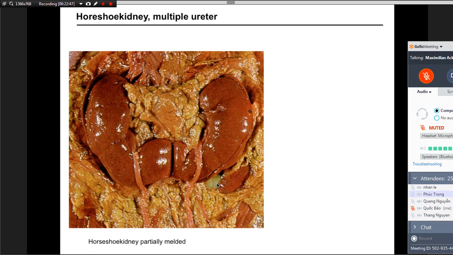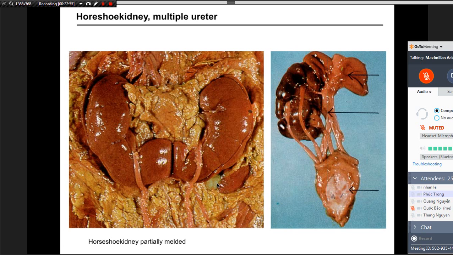And it could happen that these kidneys have multiple ureters, and the ureters just go down to the bladder. You see that here, these are multiple ureters. This is the bladder, and this is the kidney. You have 1, 2, 3, 4, 6 ureters in this case. So it's pretty much on both sides.